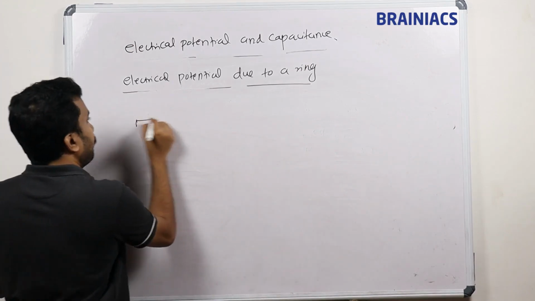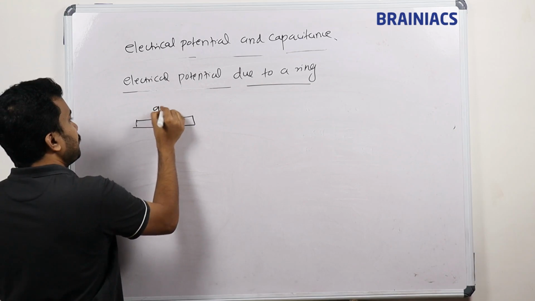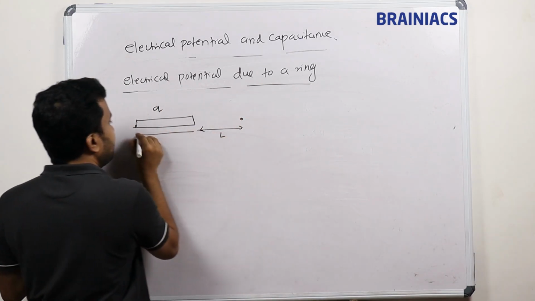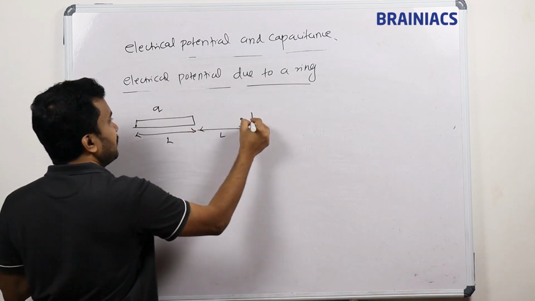Suppose we have a rod which contains q coulomb of charge. I have a distance L meter away, and this is also a length of L meter. This is a point P.